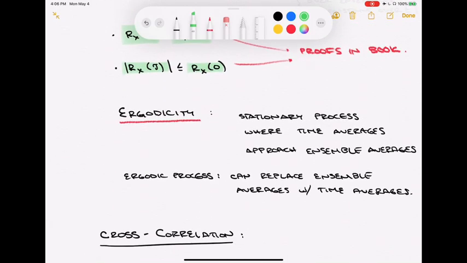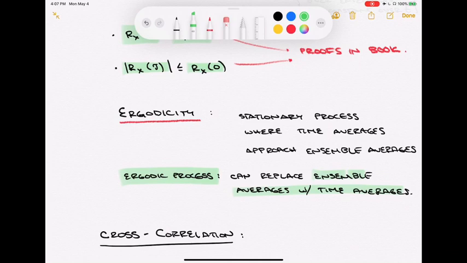There's another term, and this is definitional again, the term ergodicity. Ergodicity is just a stationary process where time averages approach ensemble averages. Again, with the amount of time we have here, we're not going to dwell on this. It is a nice property to have because if I have an ergodic process, we can replace ensemble averages with time averages. Okay, so we could take those ensemble averages and replace them with time averages.